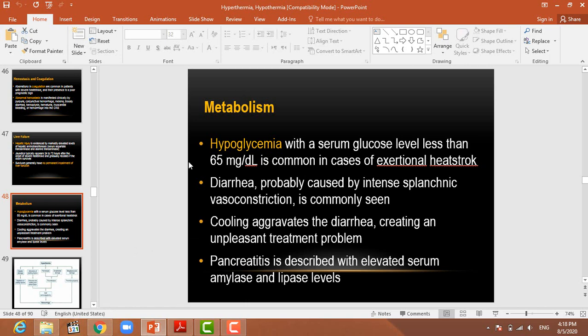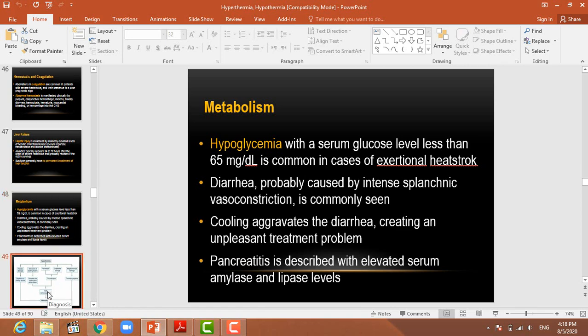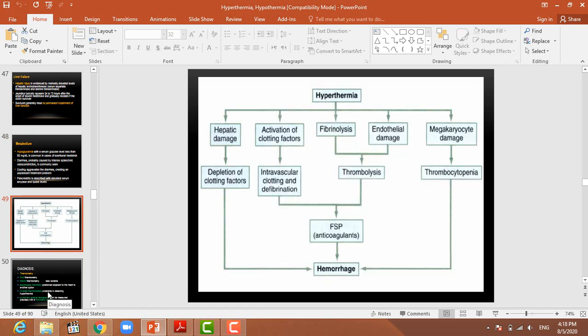You must remember that hypoglycemia may be a symptom of your heat stroke. Then hyperthermia will lead to hemorrhage, that is, a bleeding tendency. Why is there a bleeding tendency? Due to hepatic damage, clotting factor activation, fibrinolysis, endothelial damage, megakaryocyte damage, and thrombocytopenia. All these things lead to increased fibrinolysin products, which are actually anticoagulants, leading to hemorrhage. So hyperthermia may lead to hemorrhage. You must know only these two words: hyperthermia leads to hemorrhage.